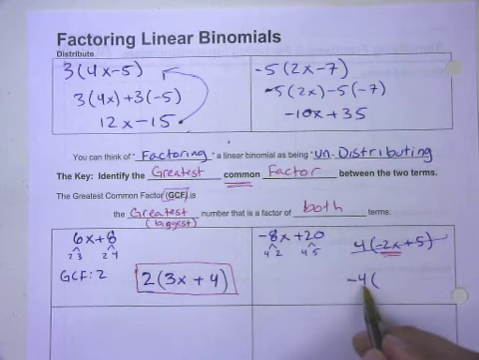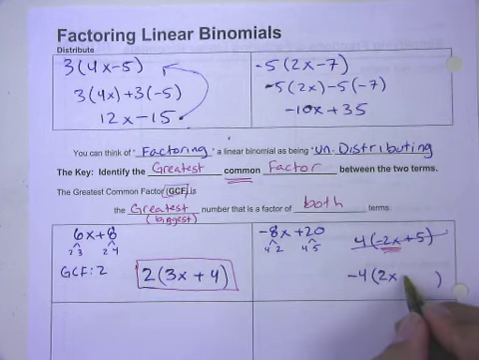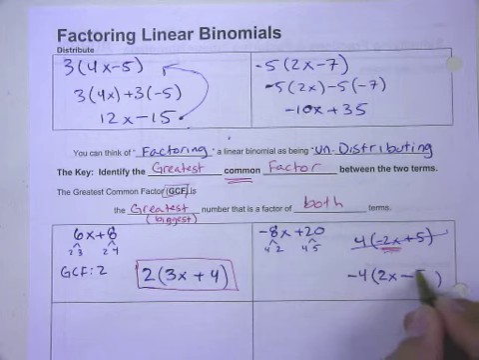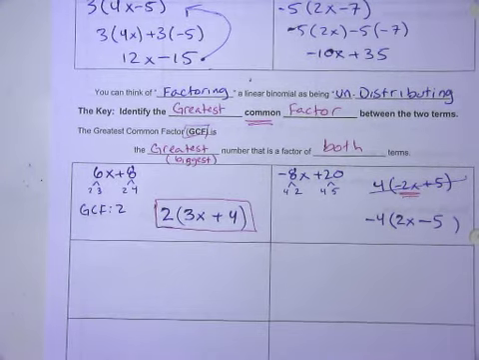Because when I factor in a negative 4, then what I have to have here to get back to my original binomial is I have to have negative 4 times positive 2x to give me negative 8x, and negative 4 times negative 5 now, because a negative times a negative makes positive 20.